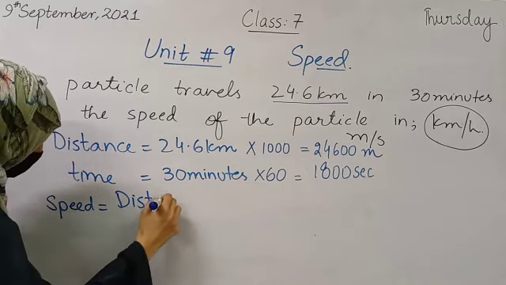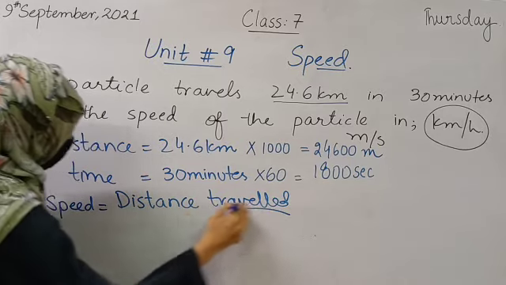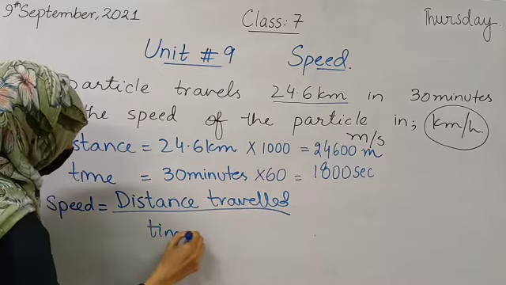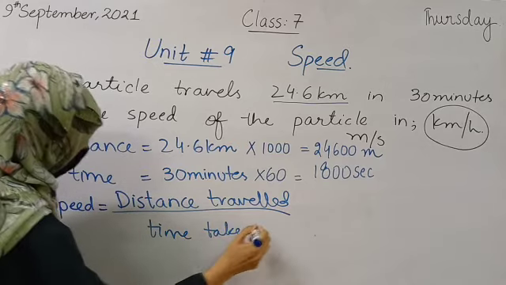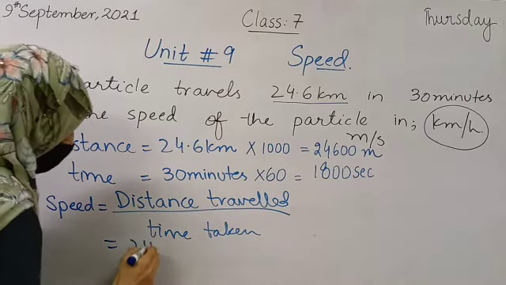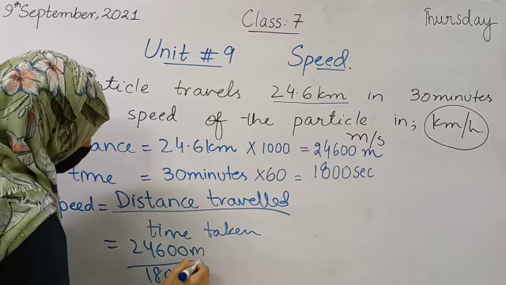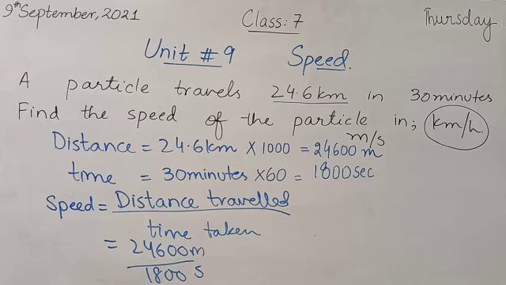Now write the formula of speed, which is speed is equal to distance travelled over time taken. Put the values in this formula and find out the speed, which will be in meter per second. Okay, write the formula, put the values. 24,600 over 1800 meter per second. Calculate the speed in meter per second. Hurry up.